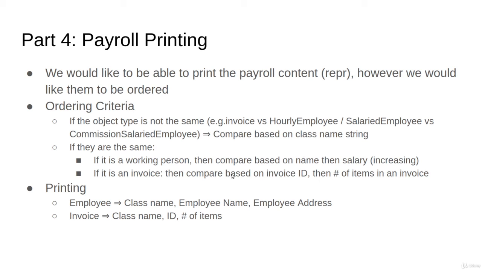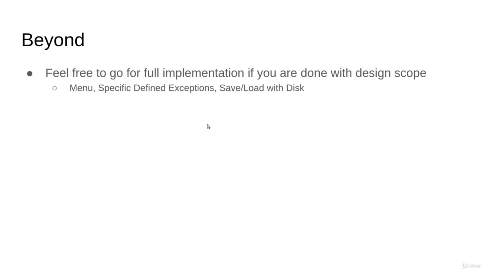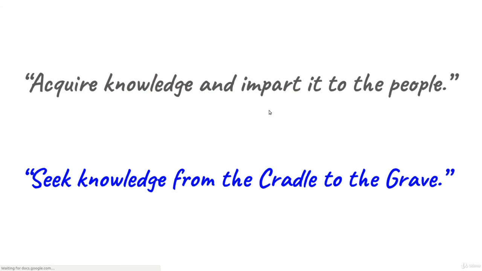To print the items, each employee should only be printed as a class name and employee address, and the invoice should print the class name, the ID, and the number of items. This is the last step in printing and ordering the payables. You have to order them first before printing them. That's all. If you would like to go beyond the high-level design, you are highly recommended to do that. Go ahead and try to fill in more and more implementation. But as I said, I wanted to make it easier for you so that we focus our attention on the design part. That's all.